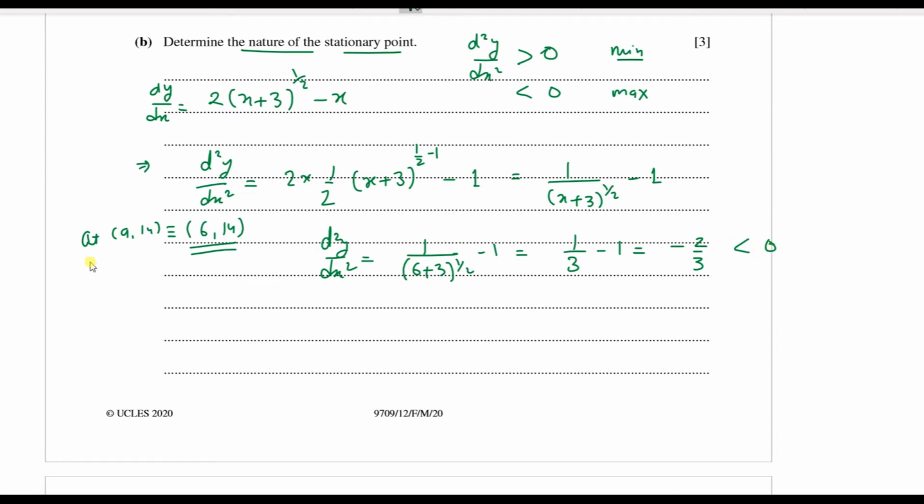So we can write, since d2y over dx2 is less than 0 at x is equal to 6, hence the stationary point (6, 14) is a maximum point. I hope that is clear. We only need to remember whether d2y over dx squared is greater than 0 or less than 0, and if it is greater than 0, then it is minimum, and if it is less than 0, then it is going to be maximum. So let's discuss the third part of it.